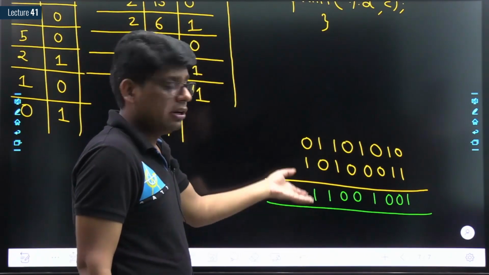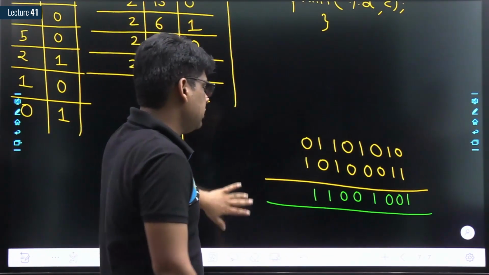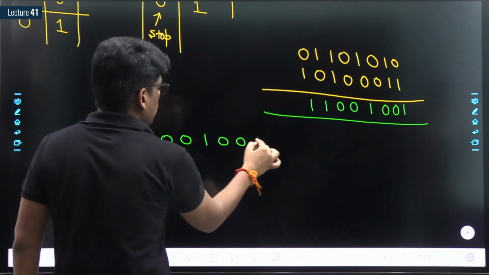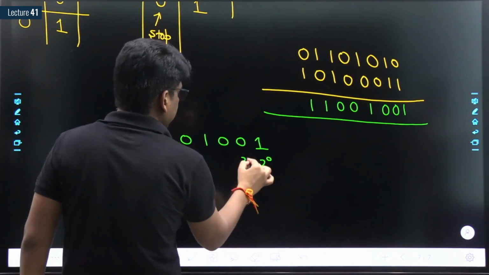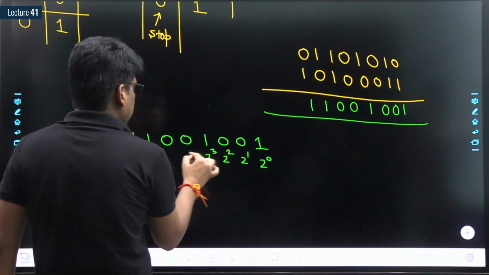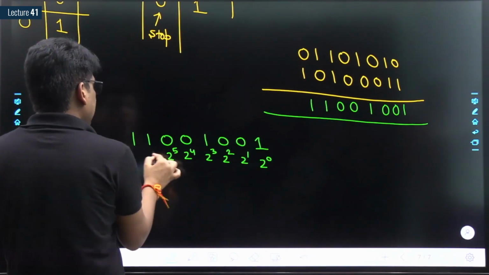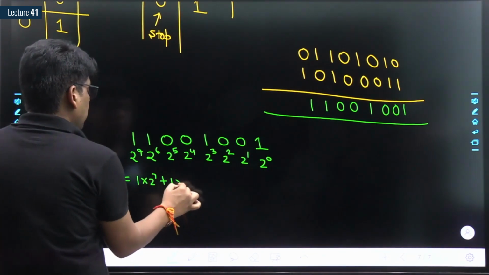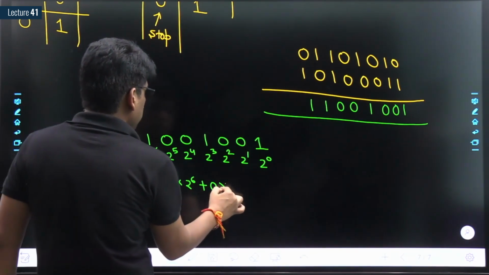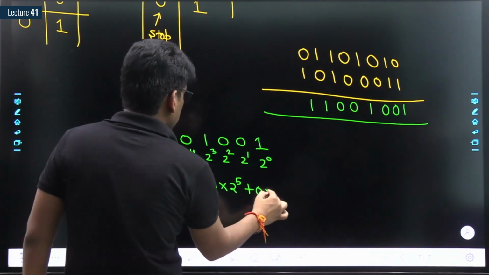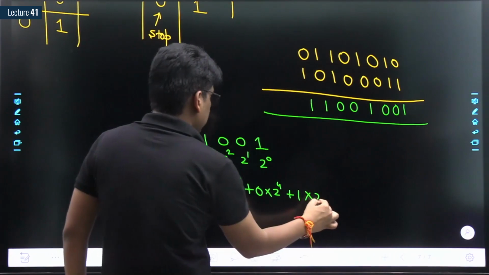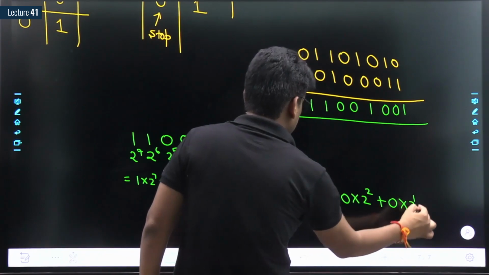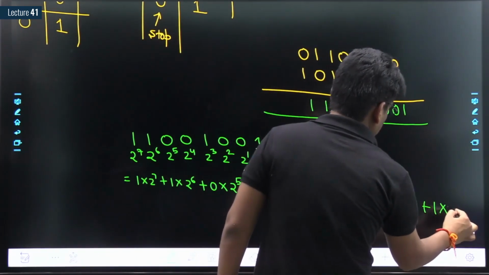Sir, let us try to convert this binary into its equivalent decimal. So, sir, 11001001. Sir, for binary, powers of 2 will be used. Okay. 2 to the power 4, 2 to the power 5, 2 to the power 6, 2 to the power 7. That means 1 into 2 to the power 7, 1 into 2 to the power 6, 0 into 2 to the power 5, 0 into 2 to the power 4, 1 into 2 to the power 3, 0 into 2 to the power 2, 0 into 2 to the power 1, 1 into 2 to the power 0.